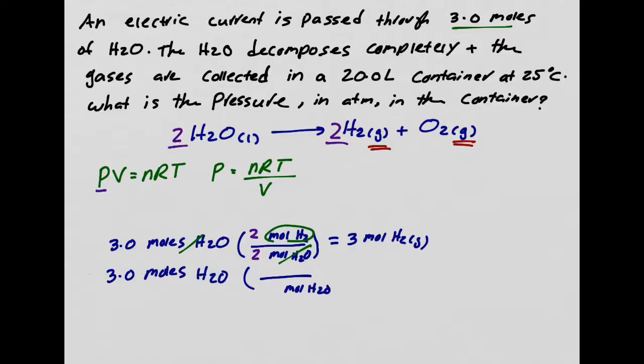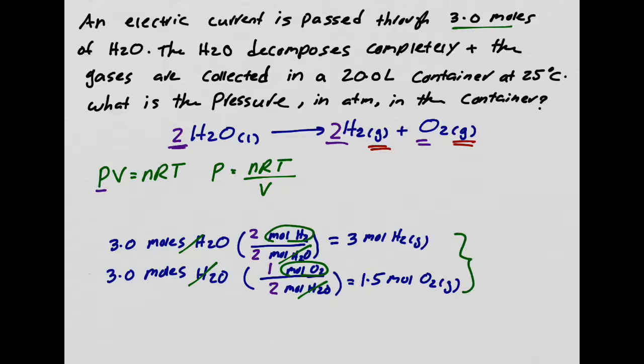Moles of H2O over moles of O2. Okay, now what's the mole ratio? Again, coefficients of the mole ratio. So again, water is 2 and O2 is just 1. So the moles of H2O cancels out, and I end up with moles of O2, which is what I want. If I do that, I get 1.5 moles of O2 gas. You following me so far?